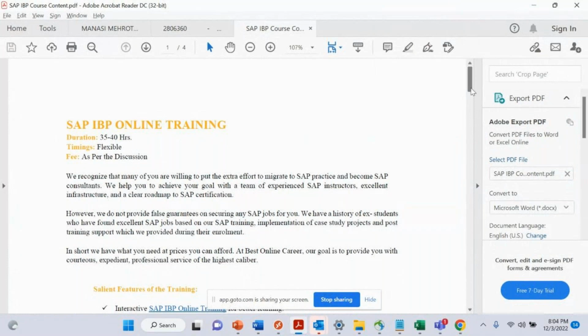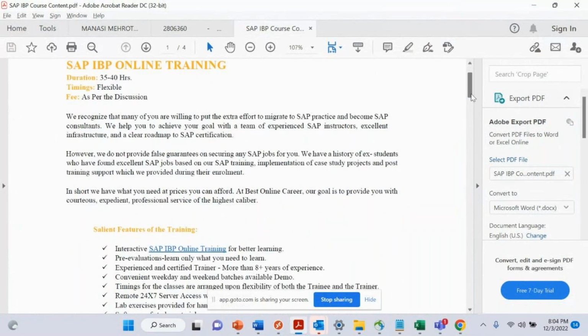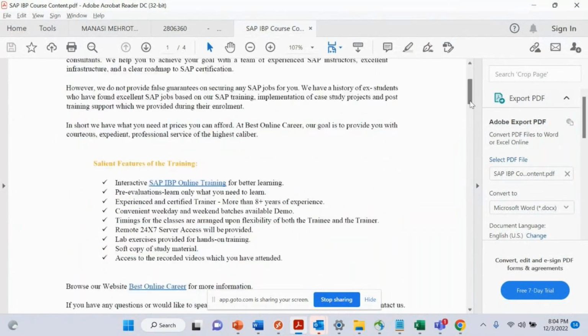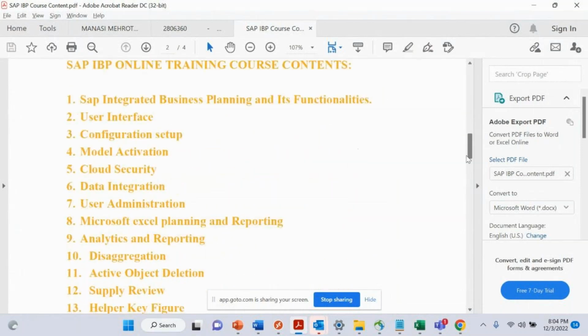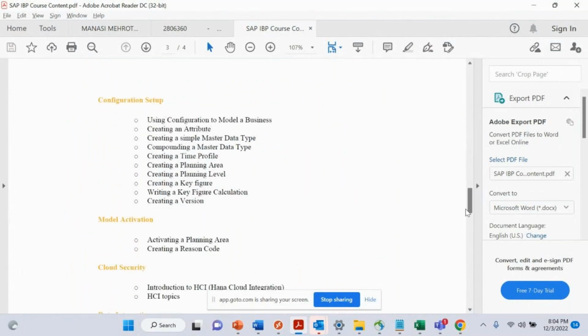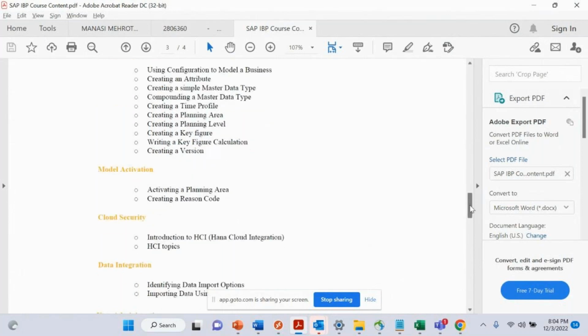So you see here, this will be our plan. Sana, you can correct me wherever you want to. The courses that will be covered: the configuration setup. I will give you the idea what this attribute stands for, master data, time profile, planning area, planning level, key figure, what is the version, and what is scenario as well. And then the model activation we'll do to activate the planning area, what is reason code, right?